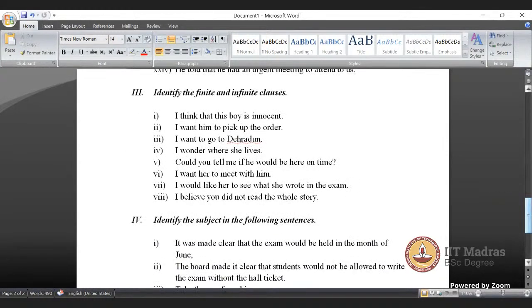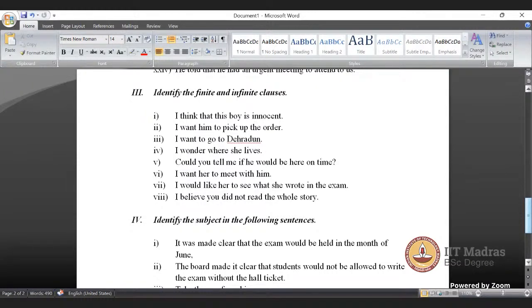Now we'll quickly look at finite and infinite clauses. The major part of the session is over. Now this one is just to alert you towards certain other details. Look at those sentences and tell me which among them are finite and infinite clauses. You have 8 of them. I told you finite clauses are the ones which have a tense, and infinite ones do not have a tense, right? So look at this.